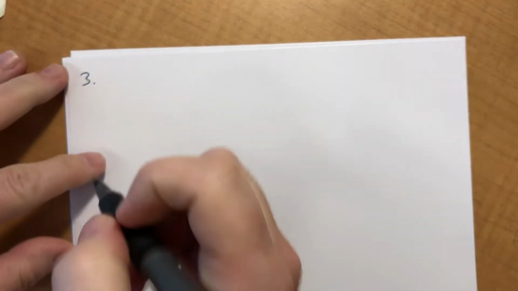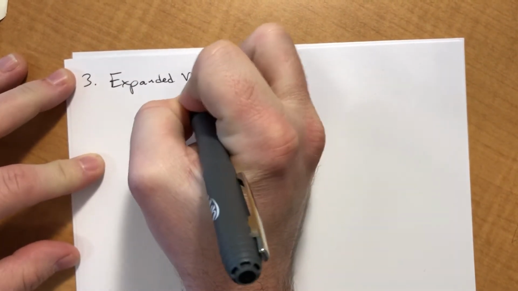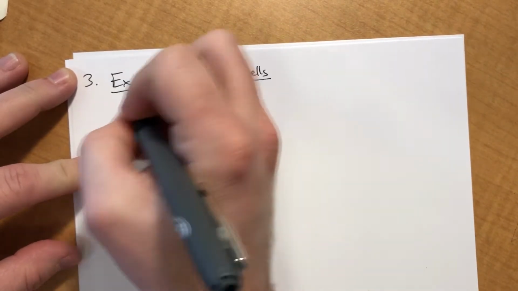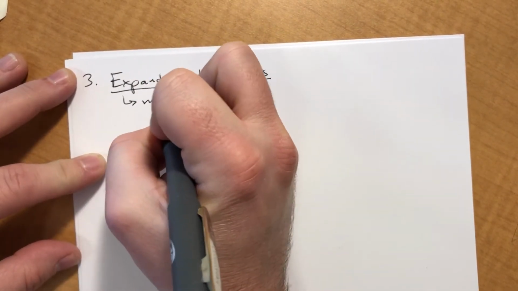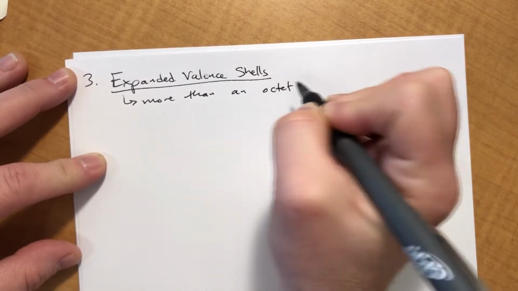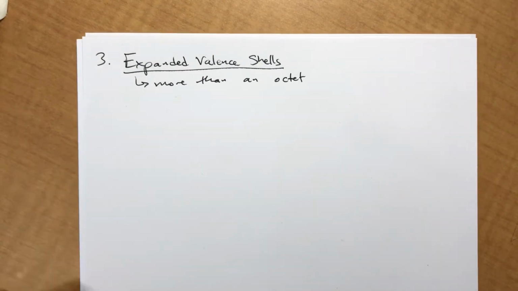Okay, the third set are sometimes called expanded valence shells. They're a little weird. These are things that have more than an octet. And you may ask yourself, I didn't think that was possible. That's not what you told us to do.